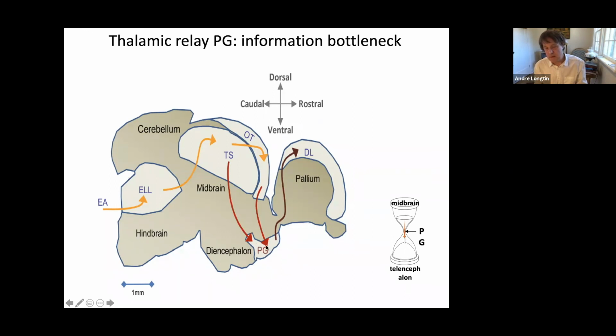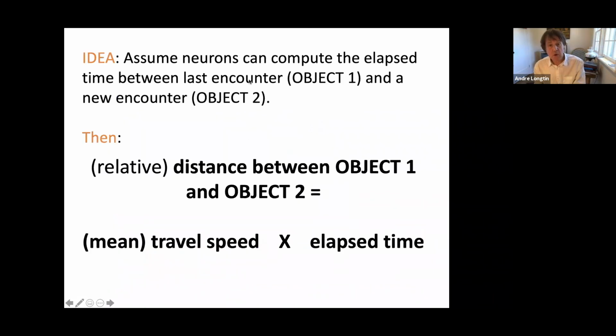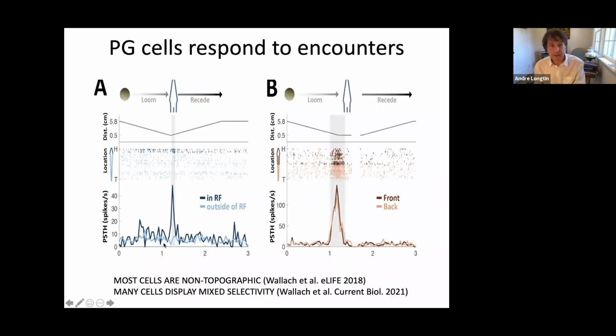They display mixed selectivity. It's a paper that's going to come out soon. They also do this. I'll show you in a second. So we're going to assume neurons can compute the elapsed time between the last encounter, object 1, and a new encounter, object 2. Then the relative distance between object 1 and object 2 is the travel speed times the elapsed time, right?